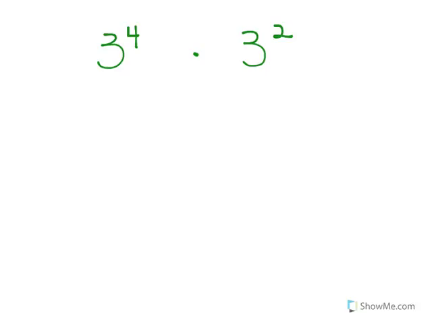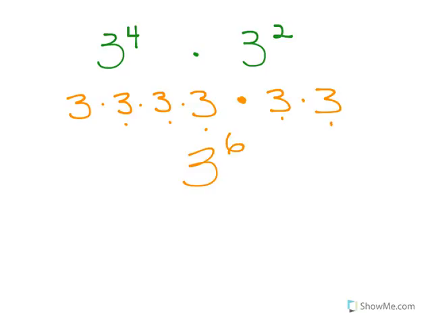If we say 3 to the 4th, that really means 3 times 3 times 3 times 3, times 3 to the 2nd, which is 3 times 3. Well, we now have 3 as a factor 1, 2, 3, 4, 5, 6 times. So that would be 3 to the 6th.